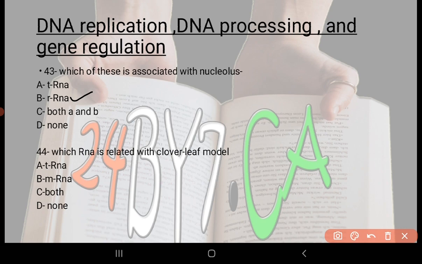Which RNA is related with clover leaf model? Option A, tRNA, option B, mRNA, option C, both, or option D, none. So the right answer will be option A, tRNA. tRNA is related with clover leaf model.